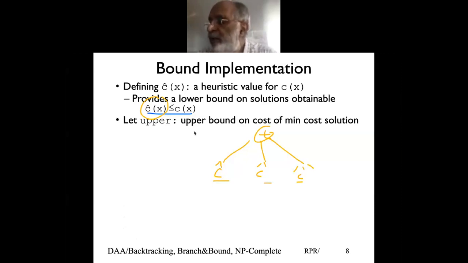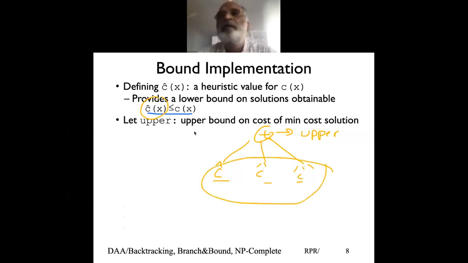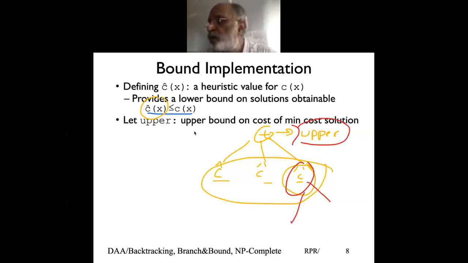So I need to maintain some kind of a value which I call upper, which is my current upper bound. That means the current lowest bound which I must not exceed. So if any of these Cx is greater than this upper, that means I already found a solution with this lower bound, and exploring this path will give me a cost more than upper, so I don't have to explore.